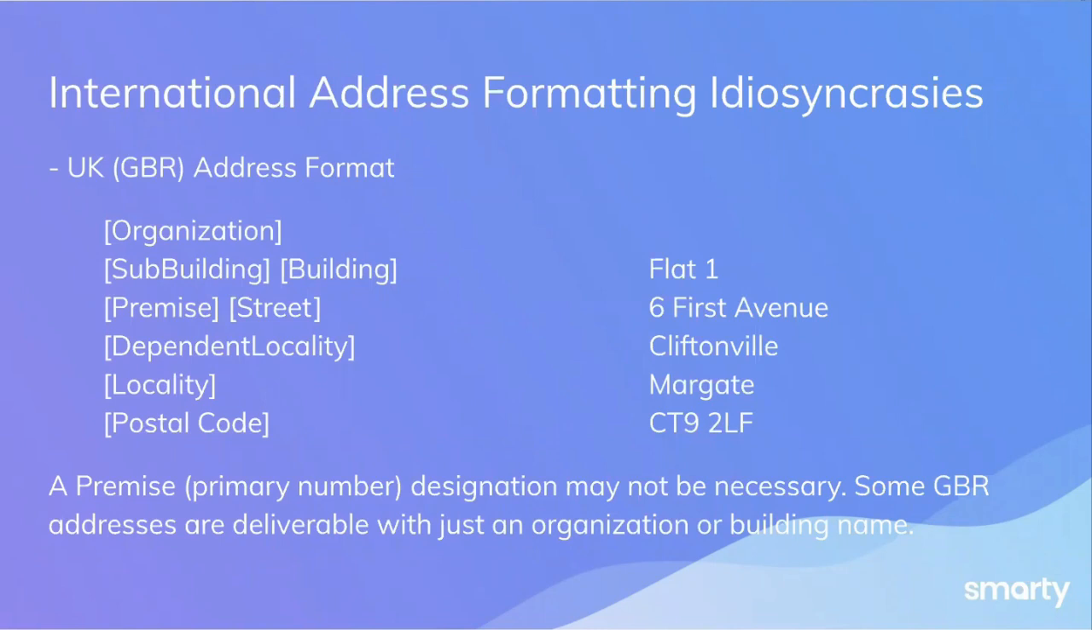Something about UK addresses is that oftentimes a primary number is not required. If you specify a building name or a company name, that could be sufficient for the British Post Office to be able to find where you are. So just keep that in mind. A premise number or a primary number sometimes may not be required.